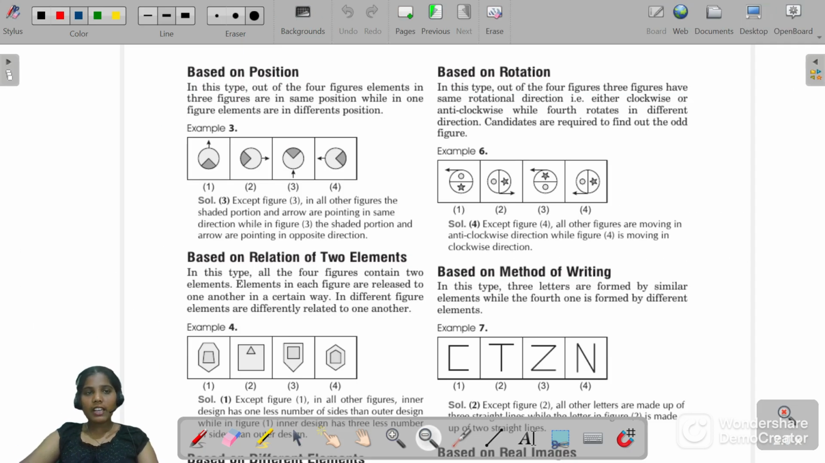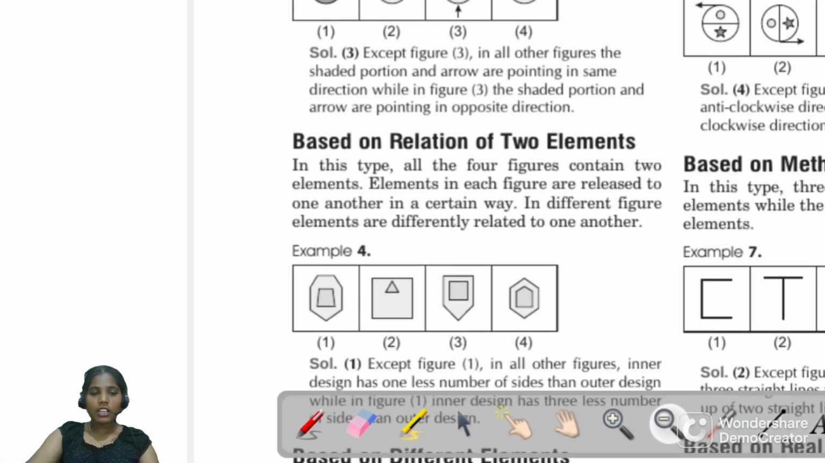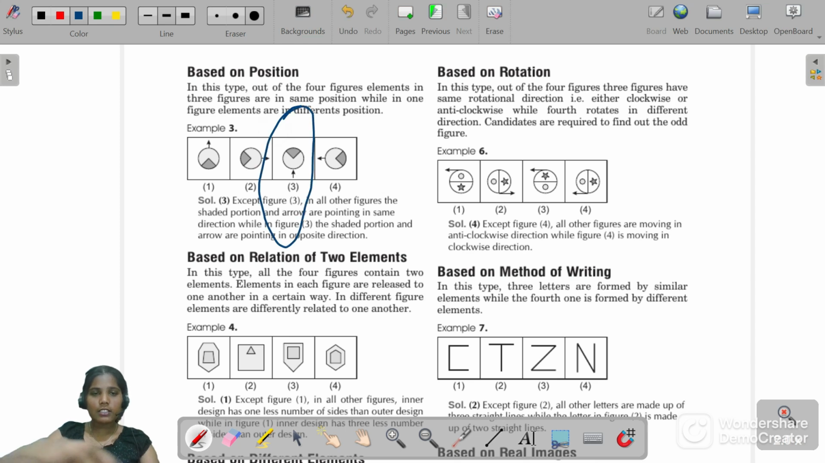We'll move to the next one, that is based on position. In this type, all the elements will be in one direction. For this particular example, all the shaded arrow and the outer arrow are in the same direction. We can observe the first option is in the same direction, as well as second and fourth are in the same direction. Whereas in figure 3, there is an arrow in the opposite direction outside the shaded region. So this can be the odd option. This is the odd one out among all these four.